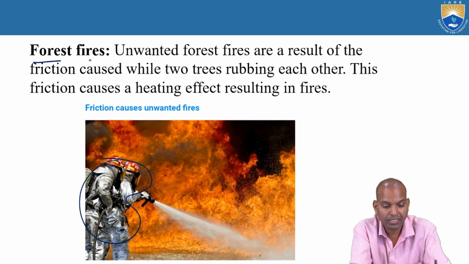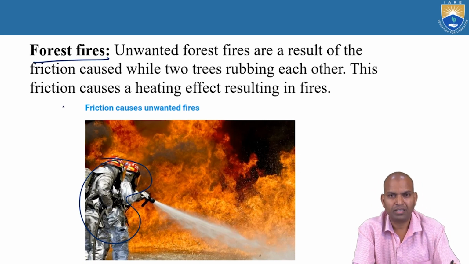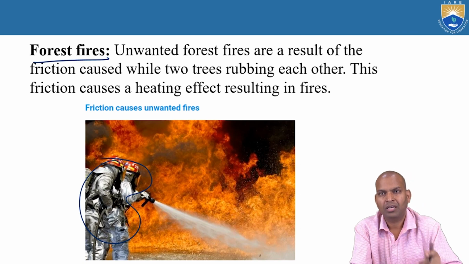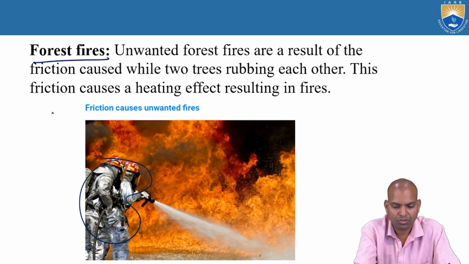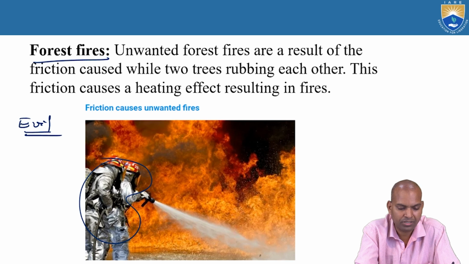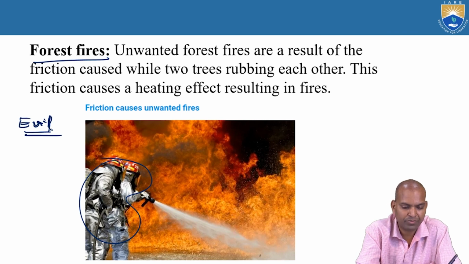So how do these unwanted forest fires happen? Yes, because of the rubbing of two trees. The rubbing of two branches of the trees develops heat due to friction. That heat catches fire on the tree. Especially it happens in the summer season. So these are due to friction. That's why friction causes unwanted fires. That's why it is an evil. Friction is an evil, that's what people say.